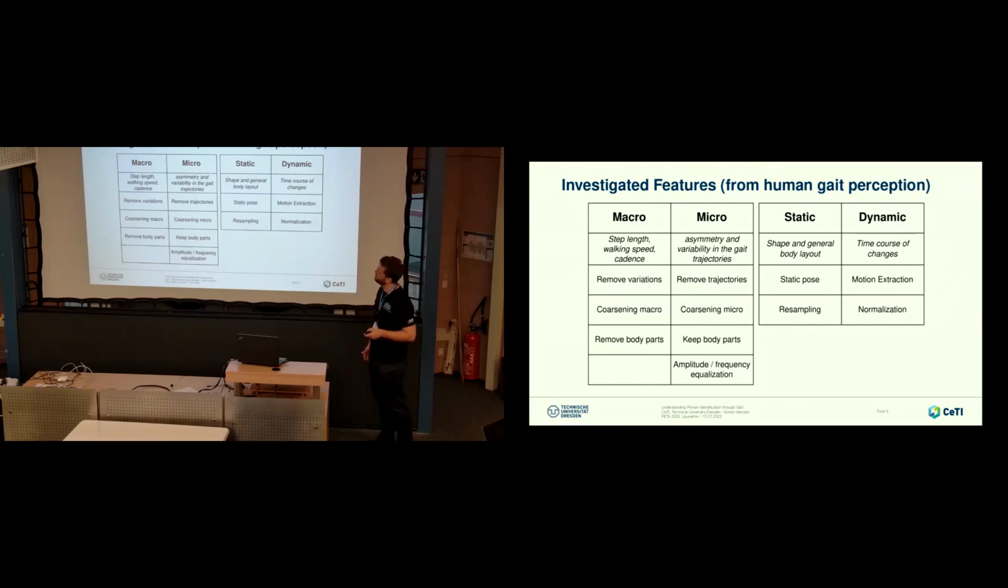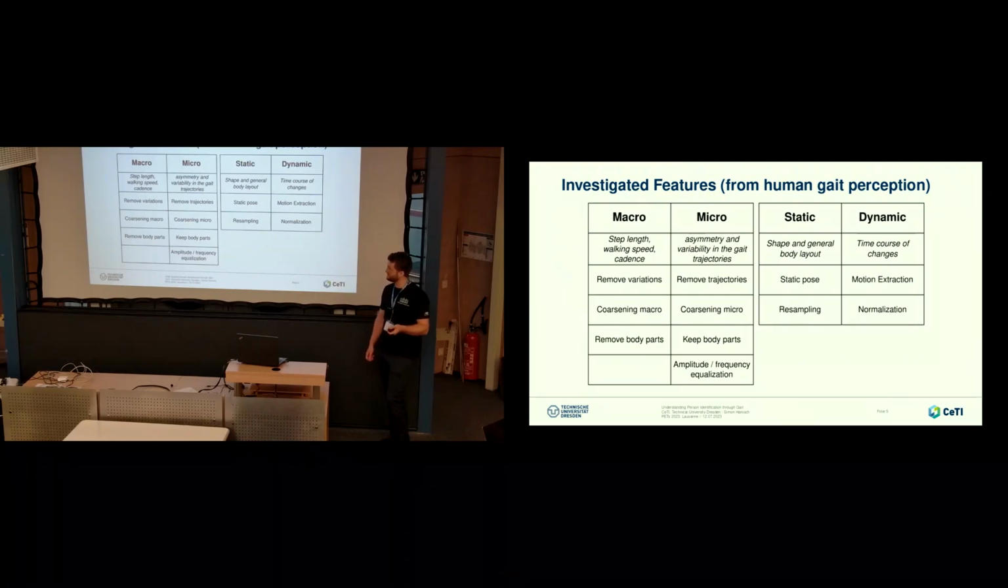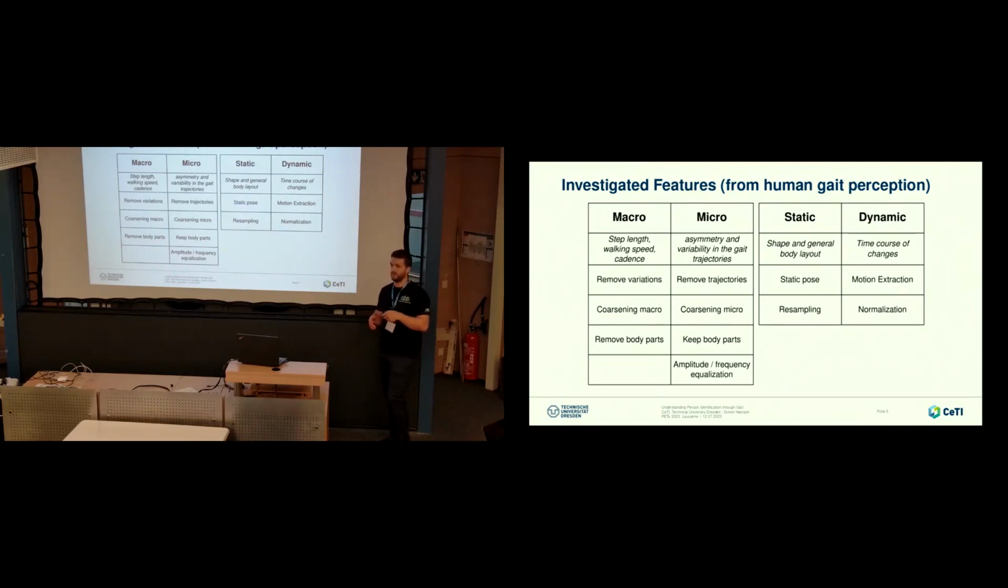Now, the features we selected, we made two distinct categories, which are like opposing categories. So we have macro and micro on the left side. And then below you see the features we took from the literature. So for macro, for example, we have the step length, walking speed, and the cadence. And then for micro, the small asymmetry and variability in the Gait trajectories. And for those, we built perturbations, which you see below. So for example, for macro, we remove the variations from the trajectory of the points. And for micro, we remove then the trajectories themselves and only keep the small variations.